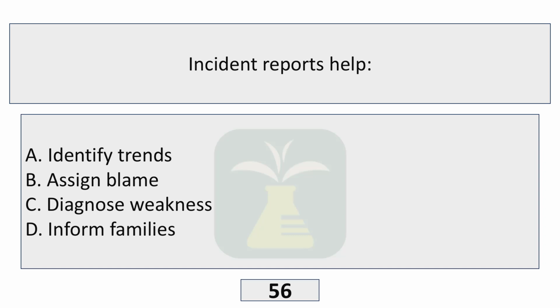Incident reports help A. Identify trends. B. Assign blame. C. Diagnose weakness. D. Inform families. Correct answer, A. Identify trends. Reports improve safety by analyzing incident patterns.